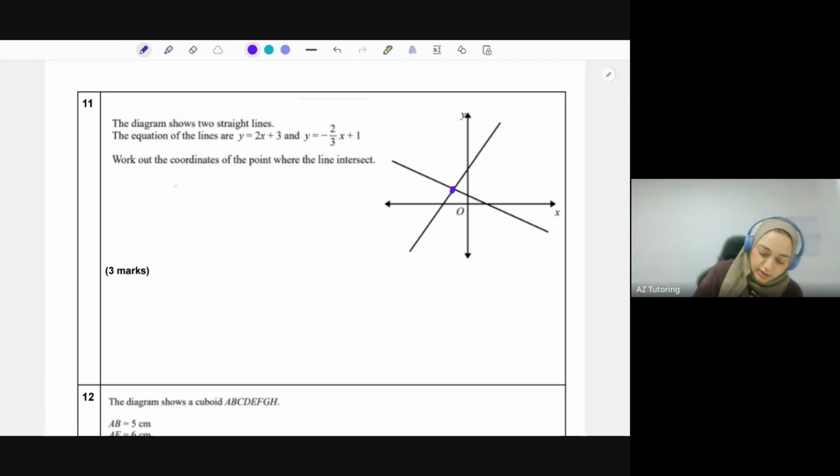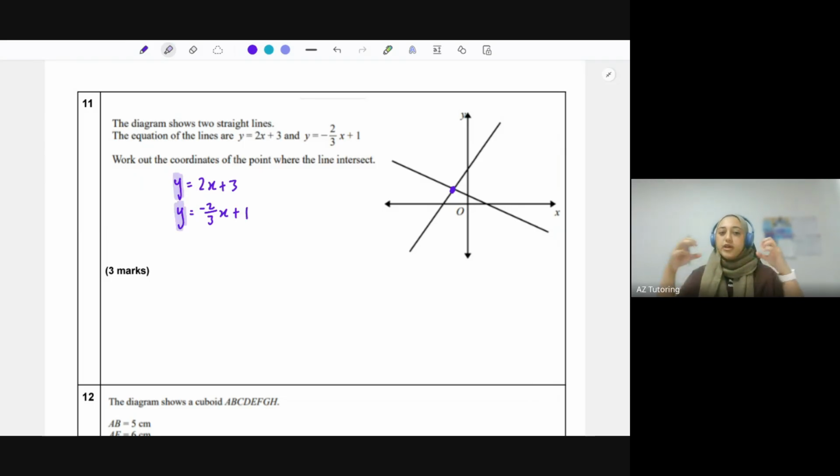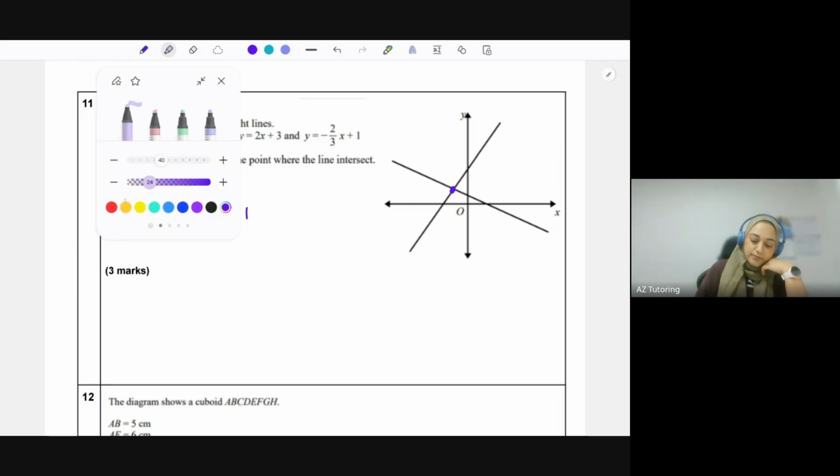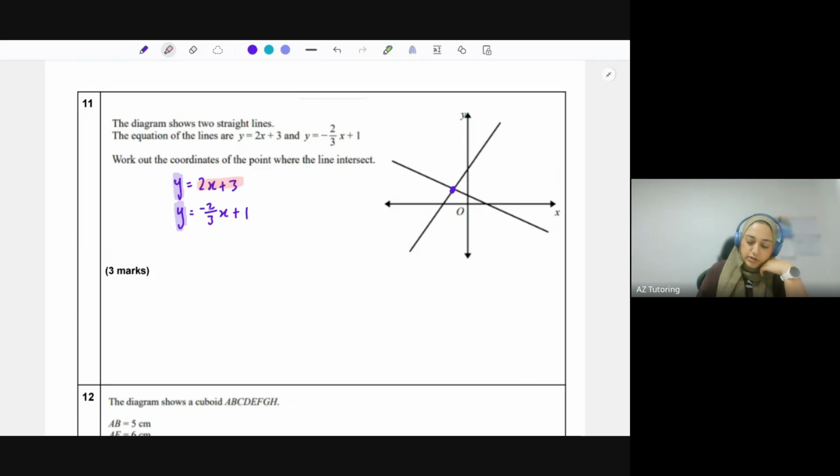Now I've got y equals 2x plus 3, and I've got y equals minus 2 over 3x plus 1. A lot of you might be tempted to make the x's the same or something and minus the equations from each other. You don't have to do that. Because each of these equal y, we can just make them equal to each other because they're both the same thing. So I can say that this equation equals this equation to solve that point there.